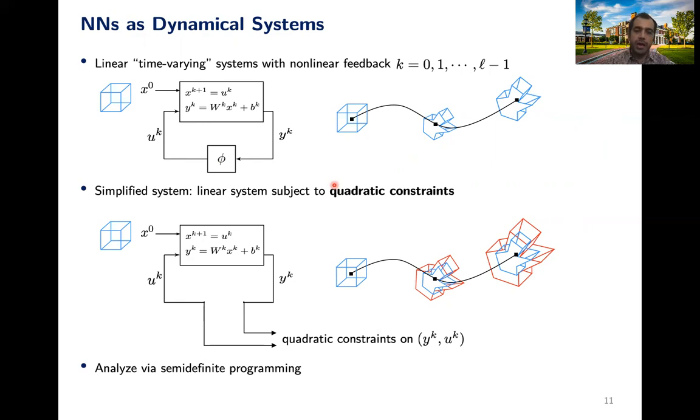After this interpretation, we are going to use a quadratic constraint to abstract away the troublesome component of this dynamical system, which is the nonlinearity. After this abstraction, the simplified system is just a linear system subject to quadratic constraints. Then we can analyze this abstracted system using semi-definite programming, because everything is either linear or quadratic. It is also important to note that any property that we can prove for this abstracted system will automatically hold for the original system as well.